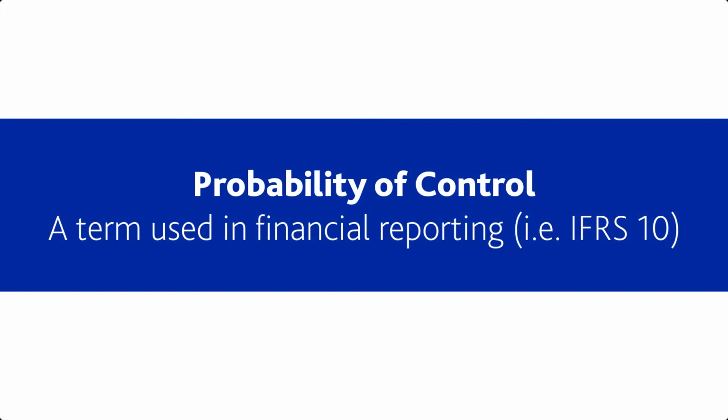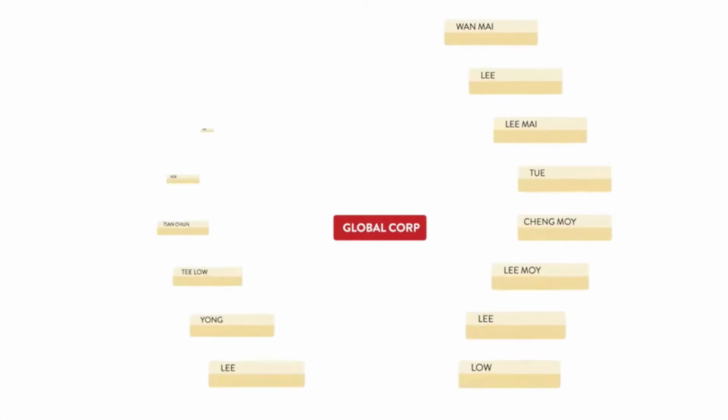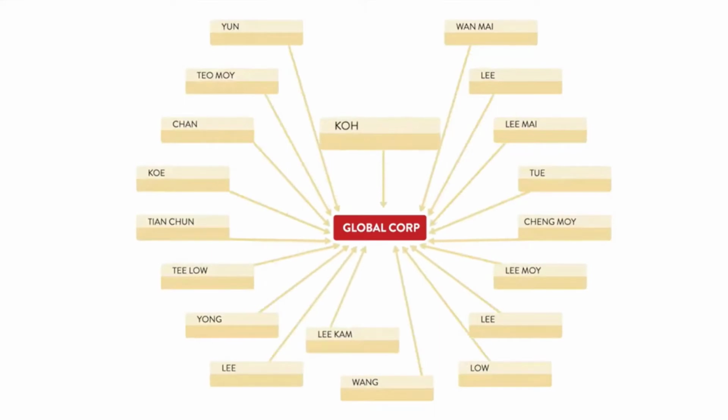However, it is often less intuitive for people to think about probability of control, a term used in financial reporting like IFRS 10. The concept of probability of control is highly relevant in situations with distributed ownership. For example, consider the case of the Malaysian company Global Corp's 19 different owners. One owner has 48.7% ownership, another owns 32.7%, the rest range from 5.5% to 0.30%.